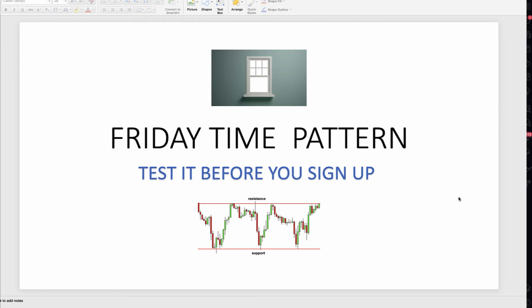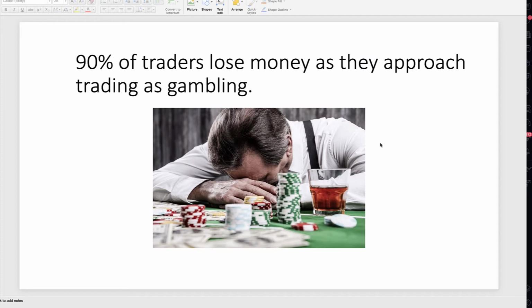Tomorrow we have Friday. We also have Friday next week. It's about time you learn about the Friday time pattern in crypto. What is this Friday time pattern? Well, let me explain to you what it is. I will start with this.